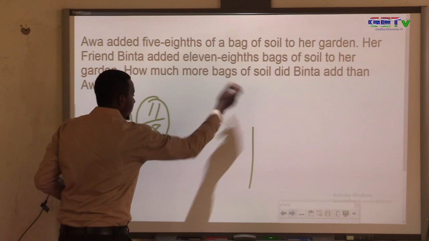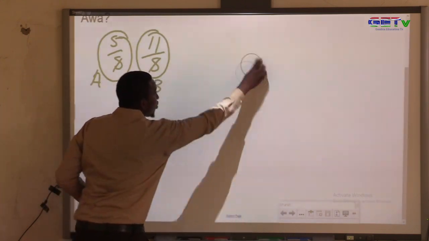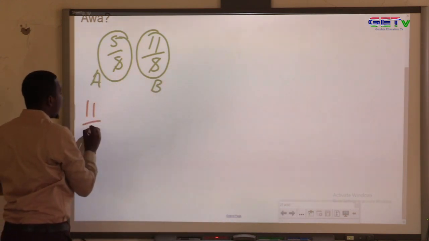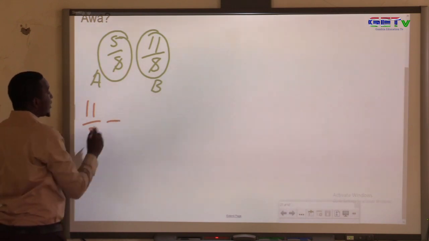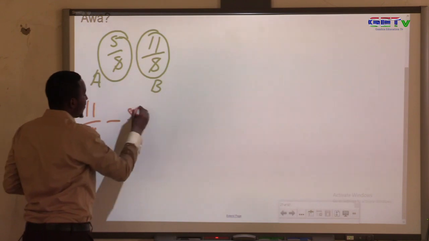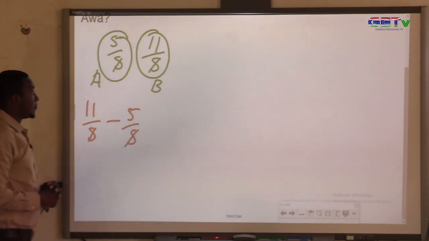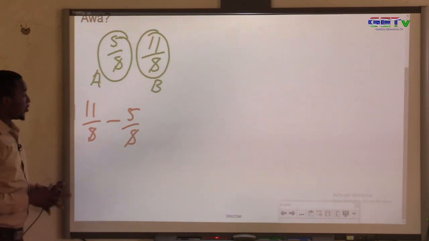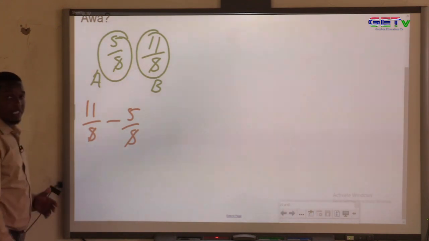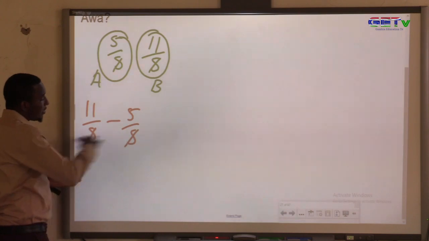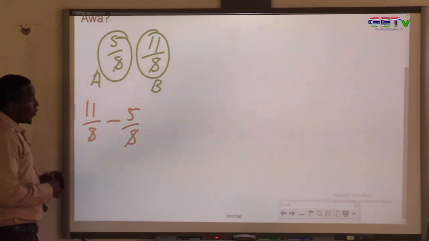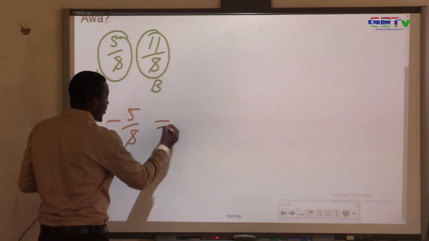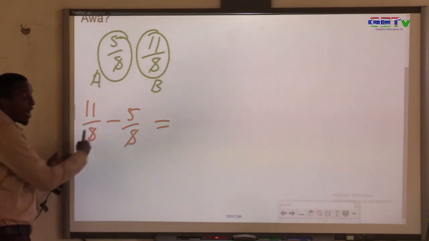So to do so, the amount that Binta added is 11 all over 8 minus the amount that Awa added, 5 all over 8. When subtracting fractions with the same denominator, there is a rule that we came up with: you subtract the numerators and maintain the denominator. That was explained in that lesson. So we are going to apply that rule here because they have the same denominator.